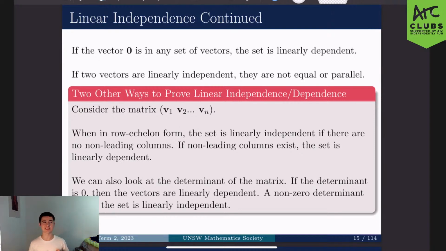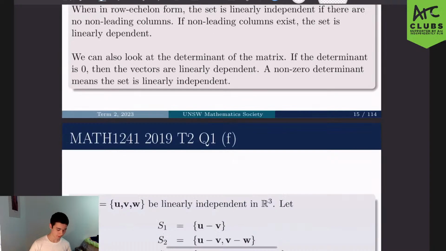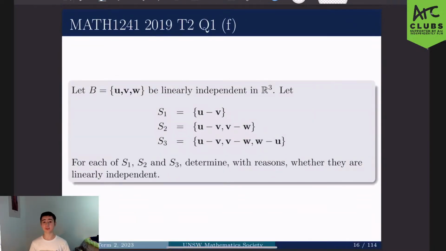But once again, that is kind of going off of our use of row echelon form, okay? To see if any of the columns are leading. So we will jump into the first question here.